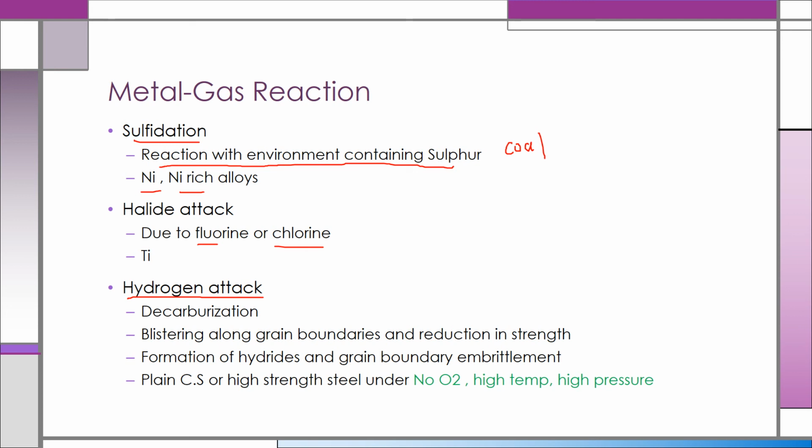hydrogen diffuses into the metal and causes decarburization, meaning there's a reduction in strength. It only happens along grain boundaries in crystalline metal, with reduction in strength, formation of hydride, and grain boundary embrittlement. Plain carbon steel or high strength steel under no oxygen and no high temperature are most likely to be subjected to this kind of attack.